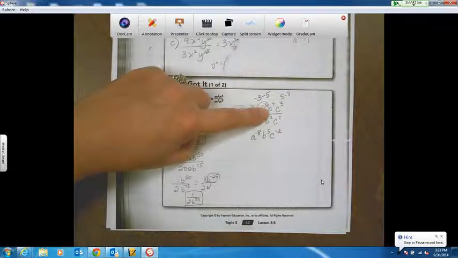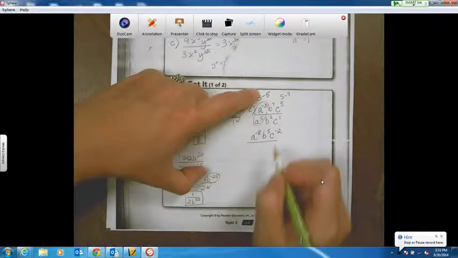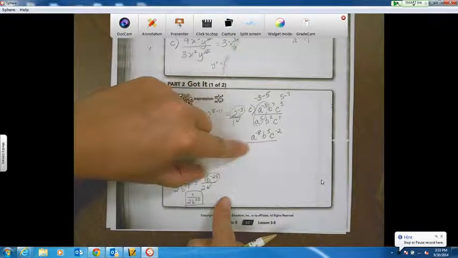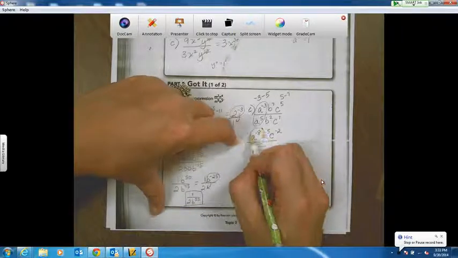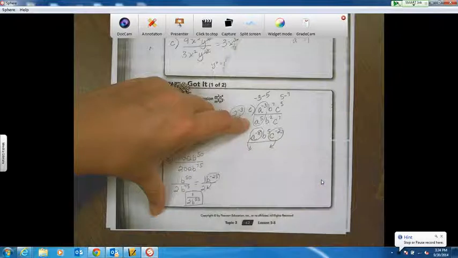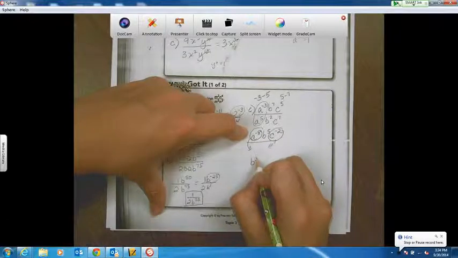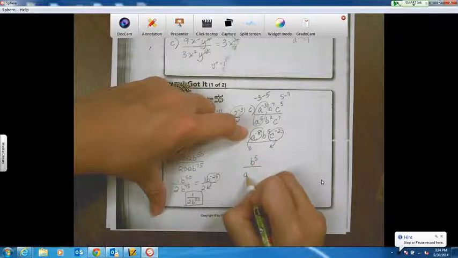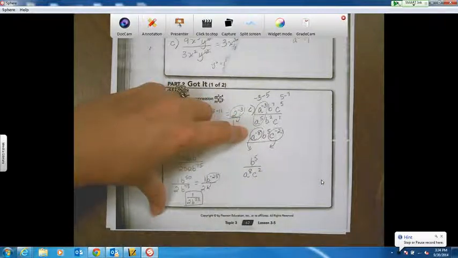Okay, then I said anything with a negative exponent needs to move downstairs. So I'm going to create a downstairs for my denominator, and I'm only going to move negative exponents. So this one needs to move down, and this one needs to move downstairs. Okay, the b to the 5th is going to stay upstairs. So my final answer would be b to the 5th over a to the 8th, c squared. And that's my final answer.